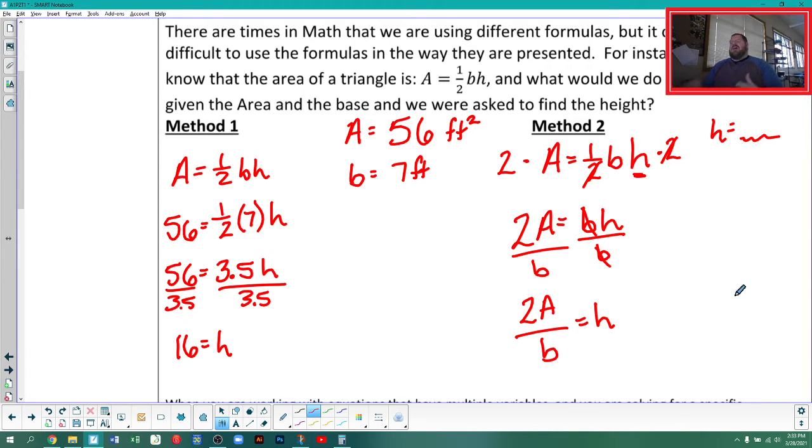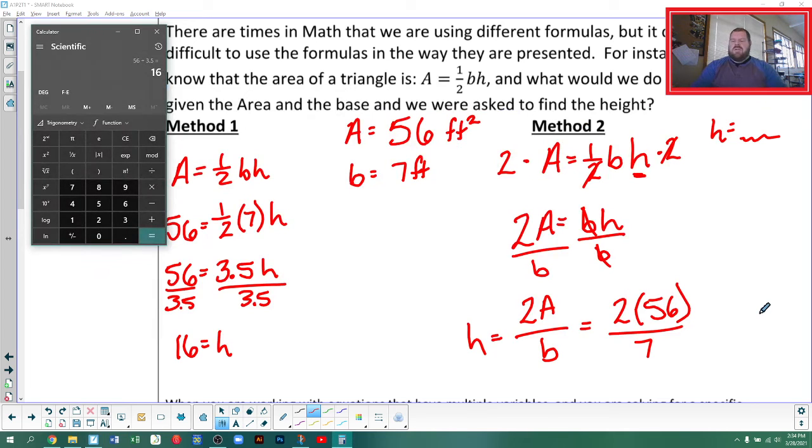And so this is another way that I can say, here's what the height is equal to. Maybe I would rather rewrite it this way, because I usually like my main variable to be on the left. That just feels a little bit better. But now dealing with this problem, I can say the height is equal to twice the area divided by the base. At that point, I can just use a calculator. 2 times 56 divided by 7, and I get 16. I get the same answer. Okay, this would equal 16.